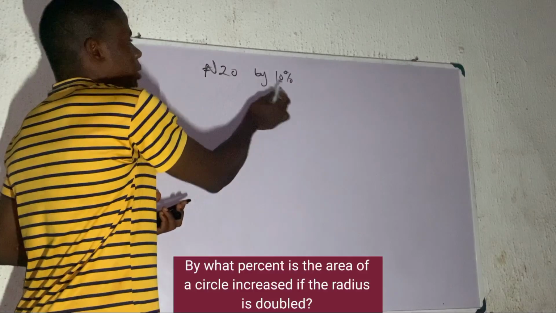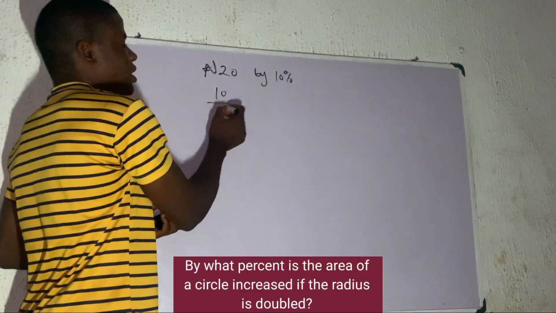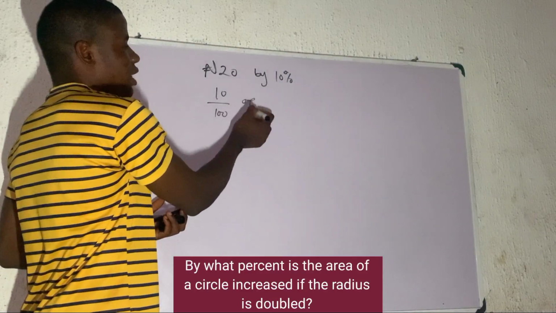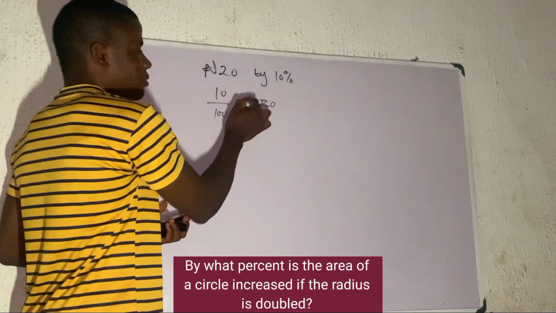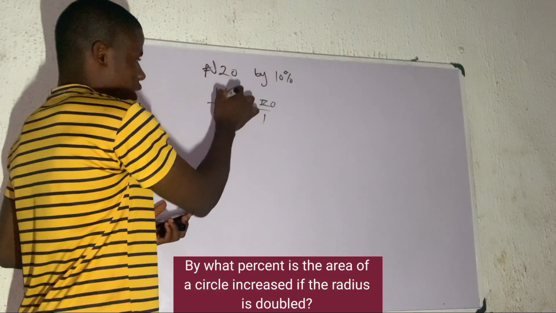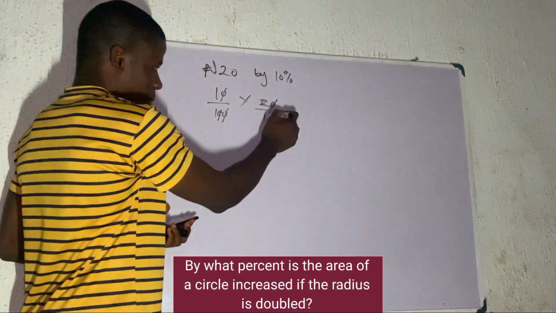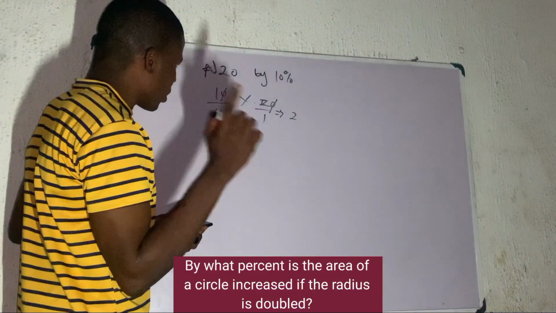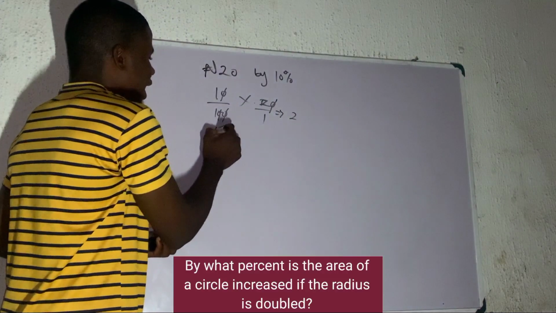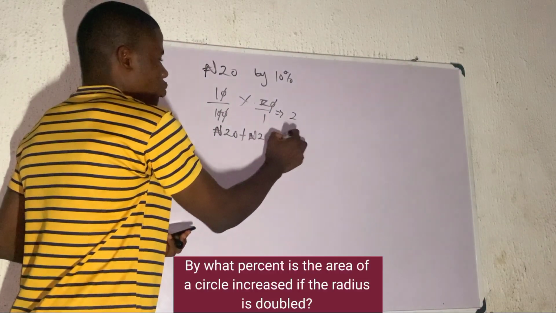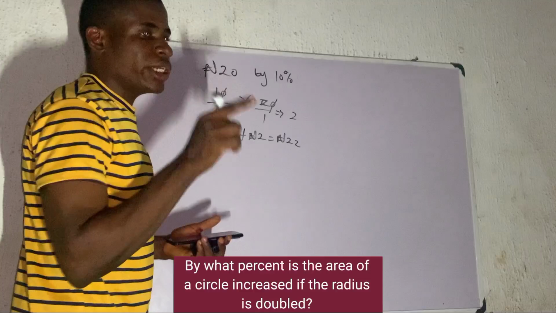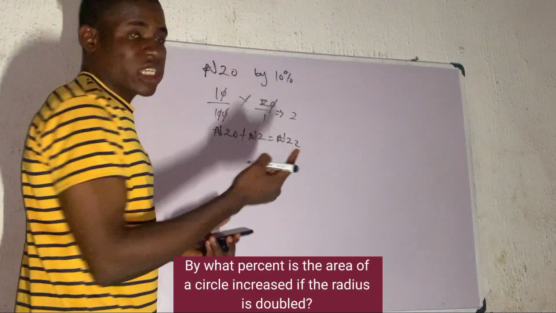Increasing 20 naira by 10%, you ask yourself, what is 10% of 20 naira? This is 10 over 100 times 20 over 1. Cancel the zeros. So I'm getting 2, right? Now, this 2 naira that we've gotten, add it to 20 naira. 20 plus 2 naira, what will it give you? 22 naira. It means that if you increase 20 naira by 10%, you get 22 naira.